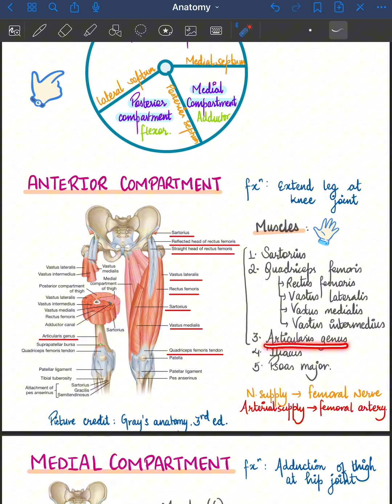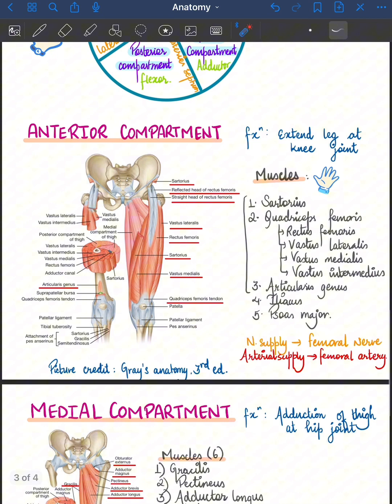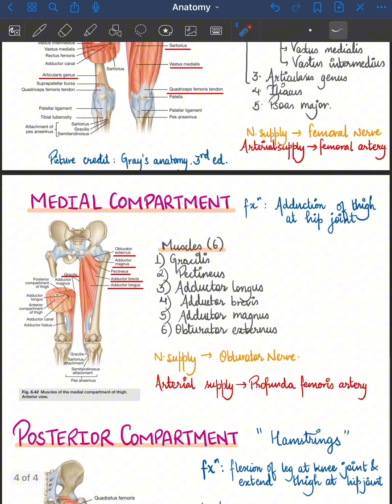Now there's a small muscle which is called articularis genu. Articularis genu is a small muscle located behind the vastus intermedius, and it is also considered a detached part of the vastus intermedius. The other 2 muscles are the iliacus and the psoas major. Since they are attached in the upper part of the anterior compartment, they can also be considered a part of the anterior compartment. So the nerve supply of the anterior compartment is the femoral nerve, and the arterial supply is the femoral artery.